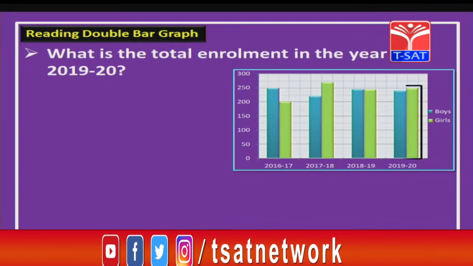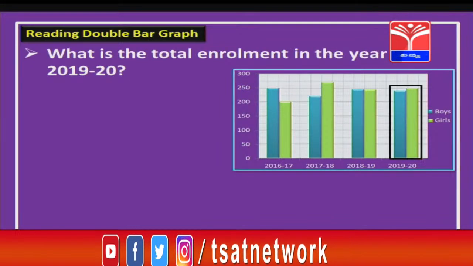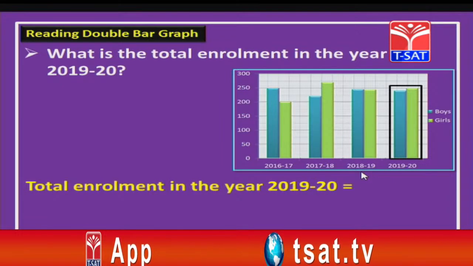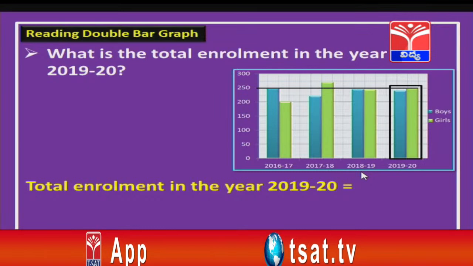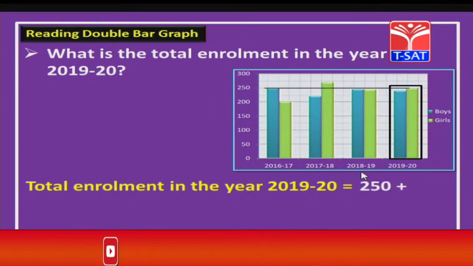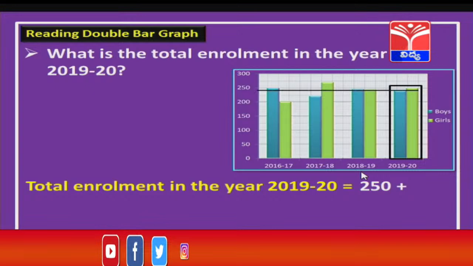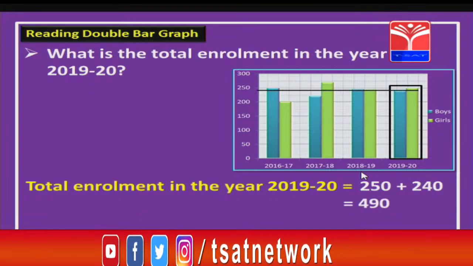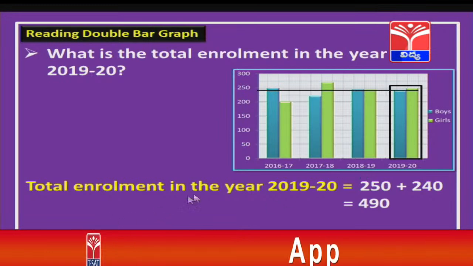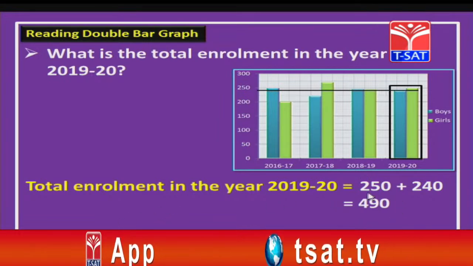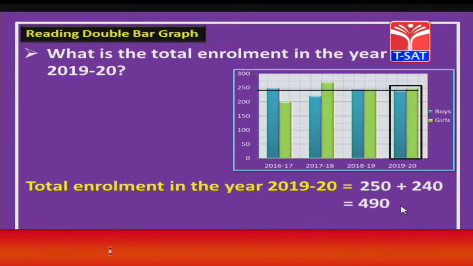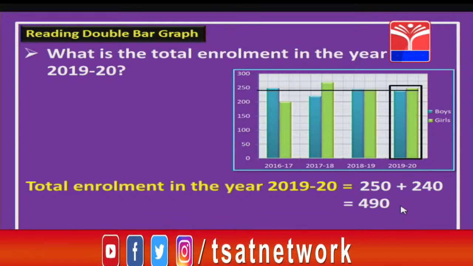So the final question, the total enrollment in the year 2019-20. If you notice, in 2019-20, the number of girls is 250 plus the number of boys is 240. So the sum of these two is how much, children? Yes, 490. So the total enrollment of boys and girls in 2019-20 is 490. So this is the information which we can conclude from this double bar graph.